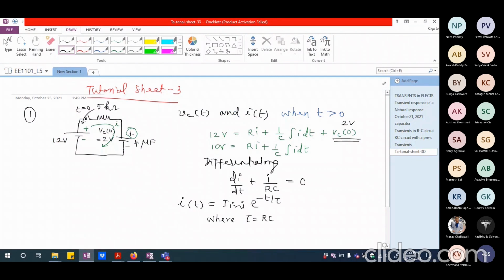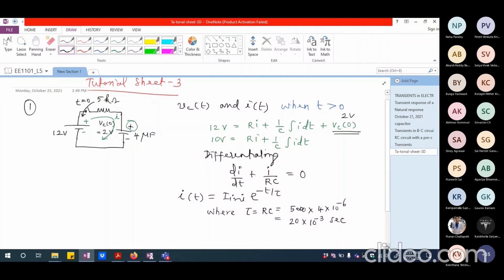And what is RC here? 5000 multiplied by 4 microfarad, 4 multiplied by 10 power minus 6. How much is it? 20 multiplied by 10 power minus 3 seconds. Please remember tau has the dimension of time itself. So this is 20 milliseconds.